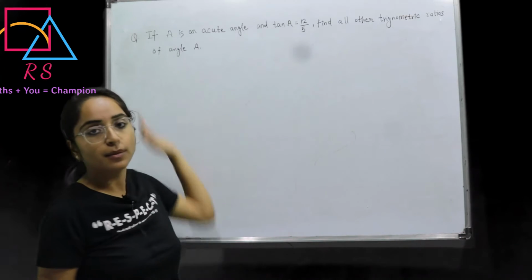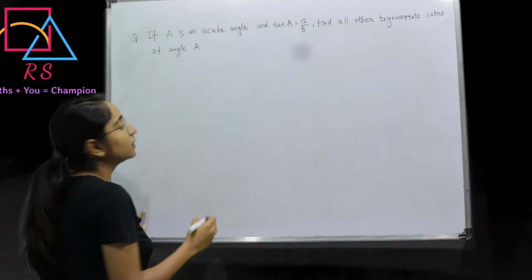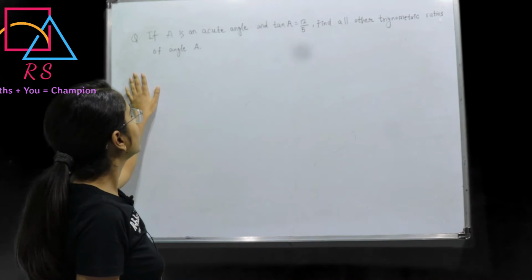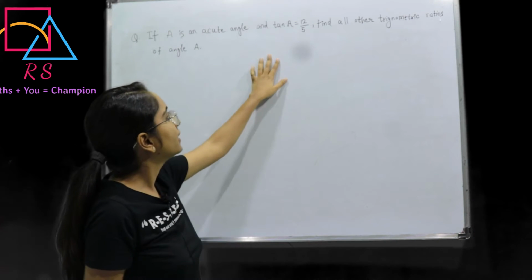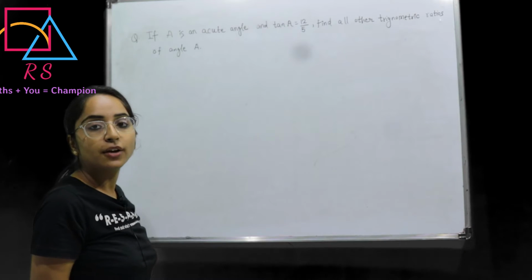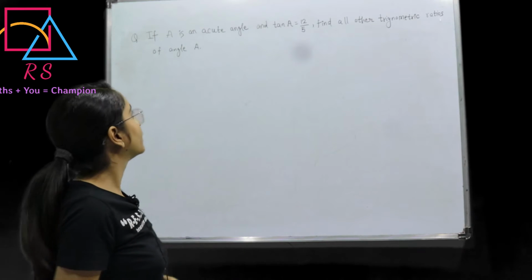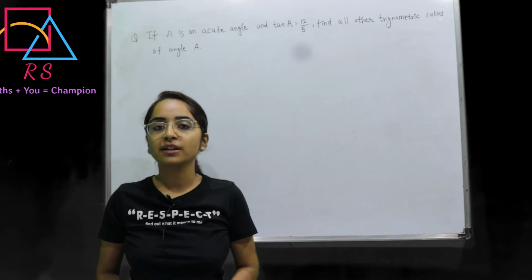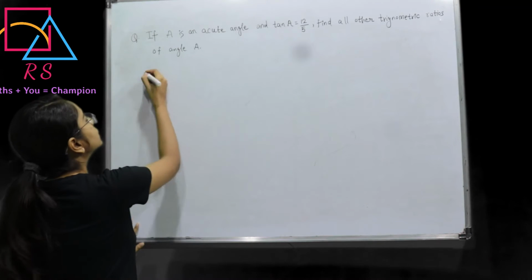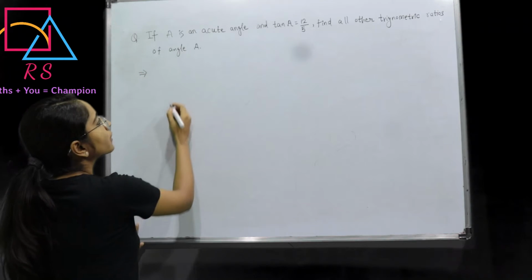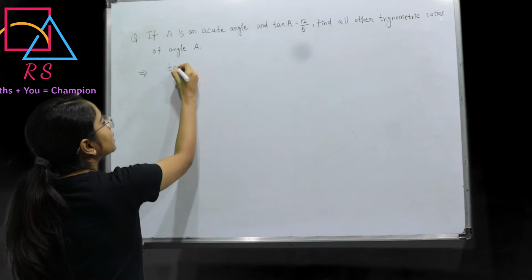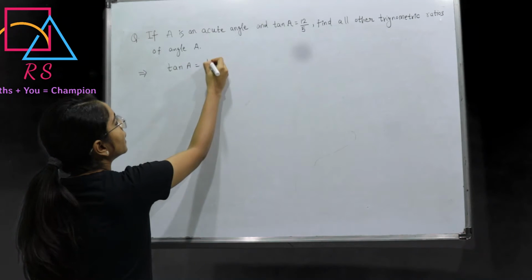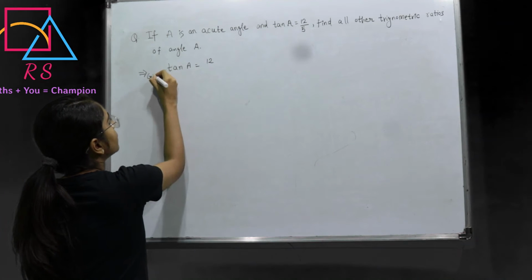This is the first example which we are going to see. The question says: if A is an acute angle and tan A is equal to 12 by 5, we have to find all the other trigonometric ratios. I will first of all write the given part and then further solve the question. The value of tan A is given as 12 by 5.